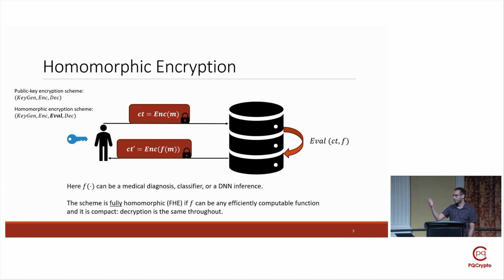So here, F can be many things. It can be a medical diagnosis, a classifier, an inference function. And we say a scheme is fully homomorphic, or FHE, if F can be any efficiently computable function. And also, the decryption circuit doesn't change. The complexity of the decryption algorithm is the same before and after evaluation.